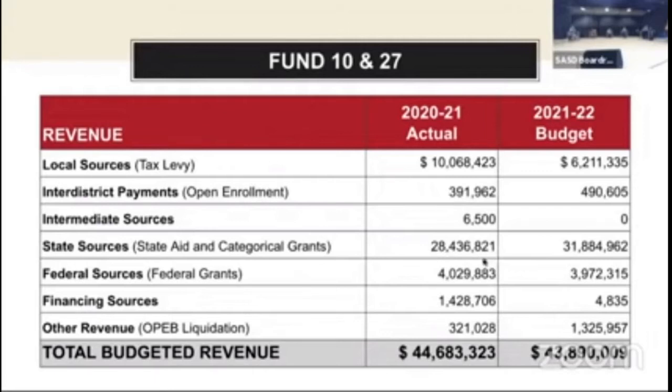We also have a significant amount of federal resources this year, similar to last year, which is due to the ESSER funding. And then in the other revenue, that amount is quite higher than last year, and that's namely due to the OPEB liquidation, which those funds are being released within the next couple of days here.